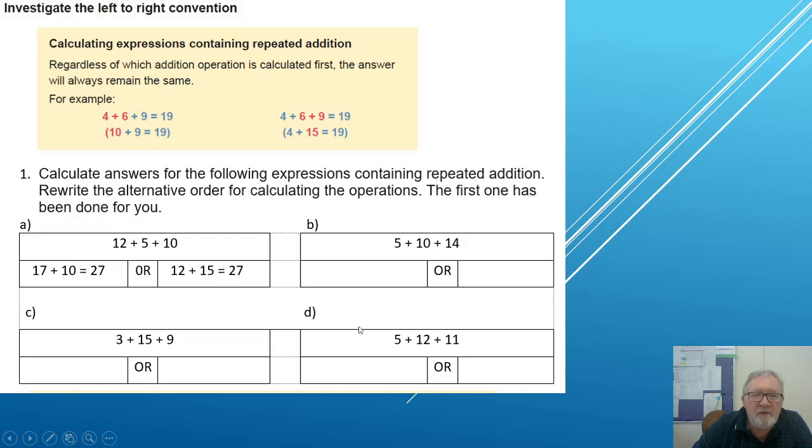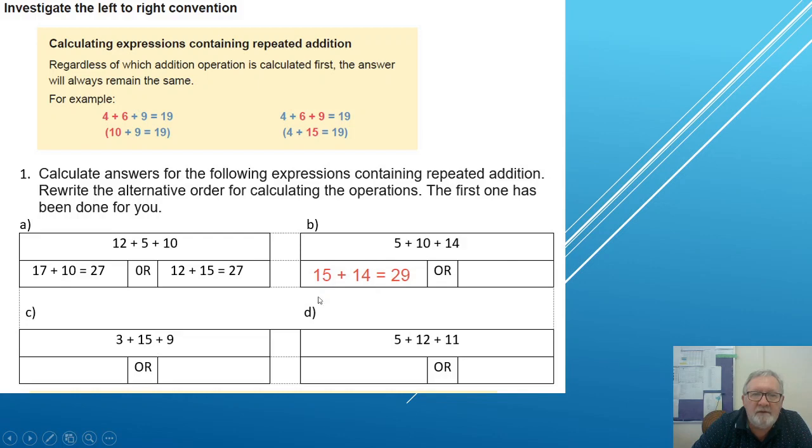Pause the video to work through examples B, C and D, and what you should be finding is the answer does not change. Pause the video now and let's see how you go. Alright, let's check.